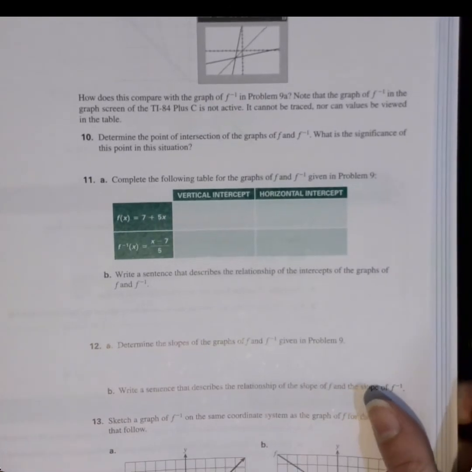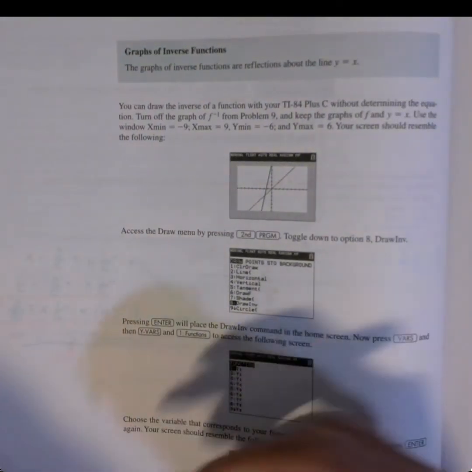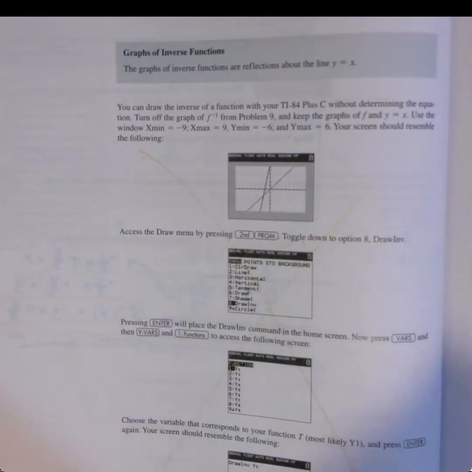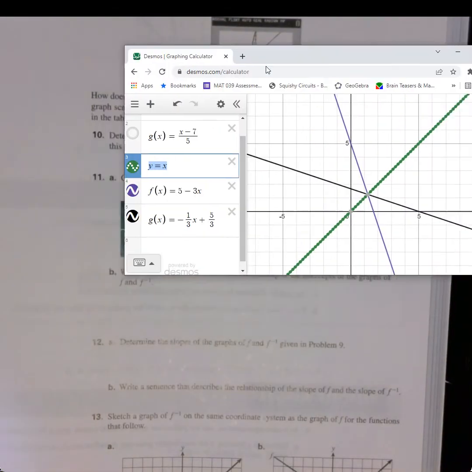Oh, yeah. So the next part is about how to get inverses to draw. There's a bunch of calculator stuff that we're going to ignore, but we can do it even better on Desmos. So we're going to do some playing on Desmos to get graphs of inverse functions to draw. Okay, so even better, let me make this a little bigger.